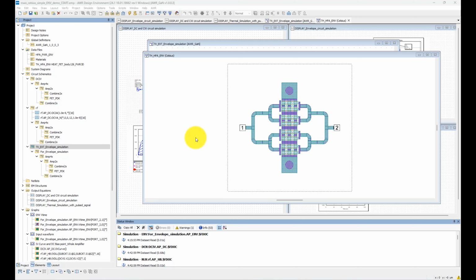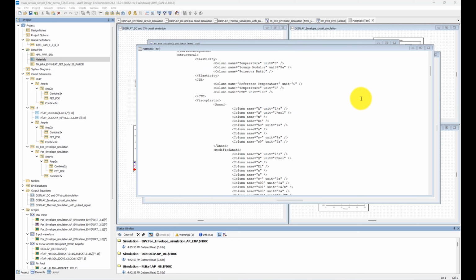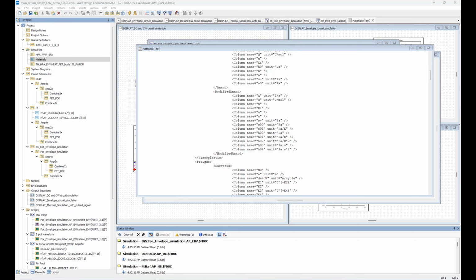The final pieces of the puzzle are: 1. The thermal properties of the structure's materials, which are defined in a file as shown and referenced by the stack-up. 2. The backplane temperature, which is defined in the structure's properties.